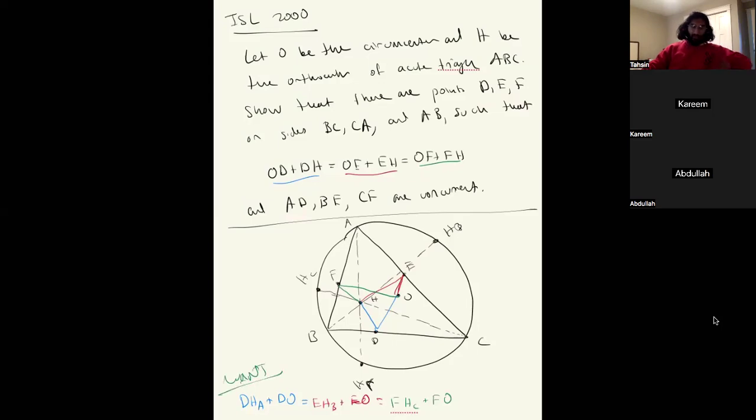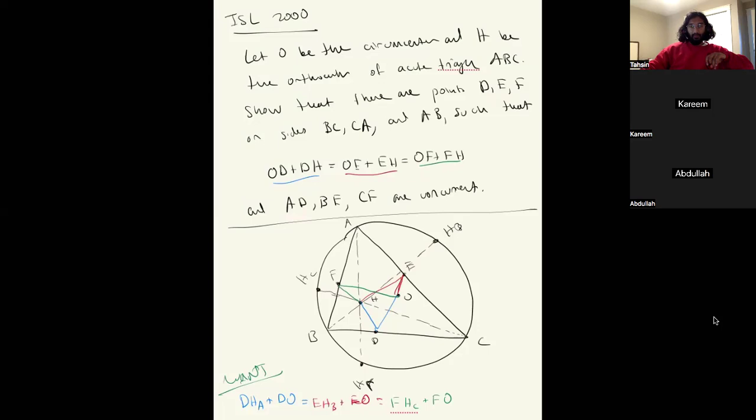So is there a natural D, E, and F that makes this true? Maybe I'll give some time to think about this. Maybe you could try the intersection of HAO and BC.